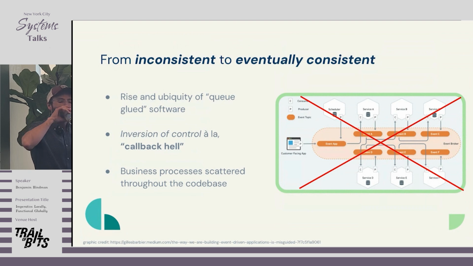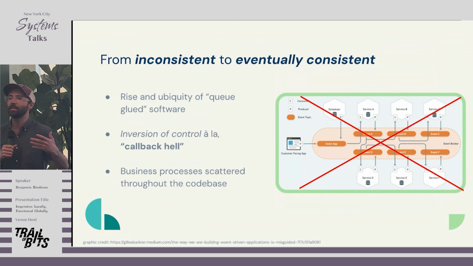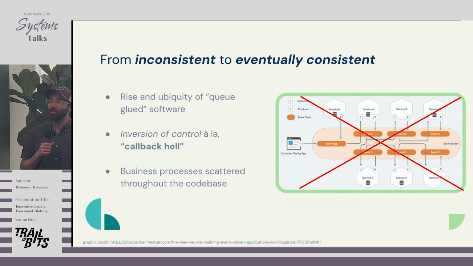So a lot of our code that's executing out there is completely inconsistent. Many of the people that have run into these problems in anger have tried to fix it. A lot of companies have moved from an inconsistent world into an eventually consistent world. And they've done that through what we like to call the rise and ubiquity of queue-glued software.